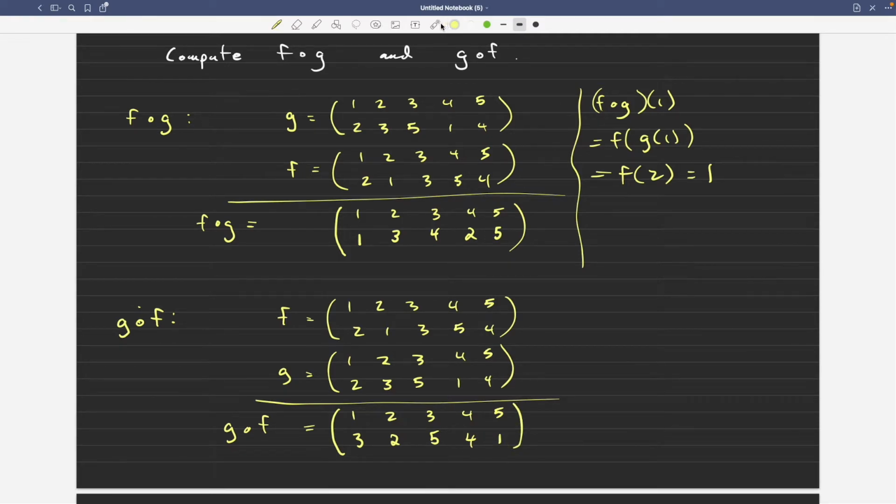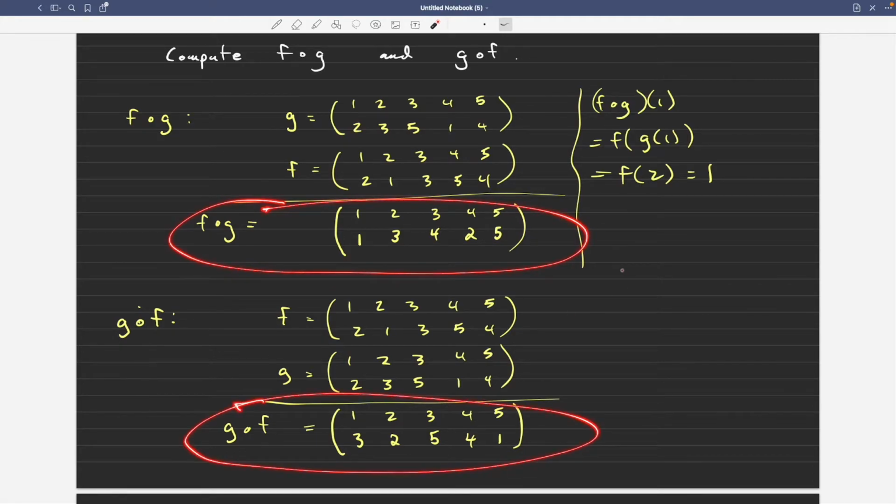So notice that g composed with f and f composed with g are not equal. In general, you don't expect composition to be a commutative operation. There are instances where f composed with g equals g composed with f, but in general, it's not a fact that you can switch the order, as evidenced by this problem right here.